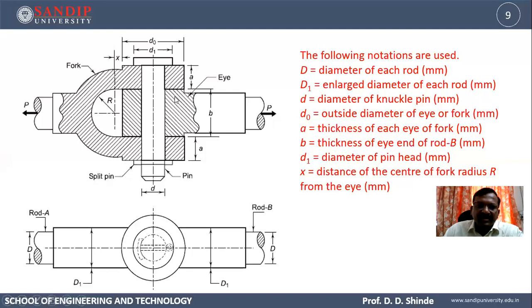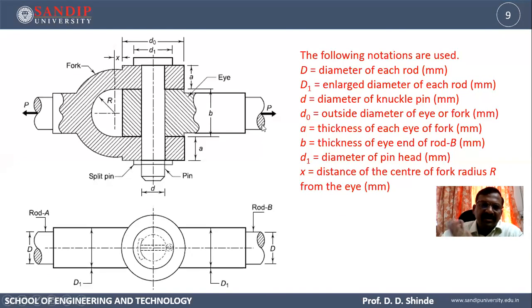Then we will go for the design of the eye, where the central portion which you can see, which is inserted in the eye, is of width B, and the fork or the double eye is having width A. You can see it at the top and bottom. This is A. So A and B will also be calculated by the empirical relations. Then we have the diameter of the pin, small d, which is taken equivalent to the diameter of the rod, that is capital D.